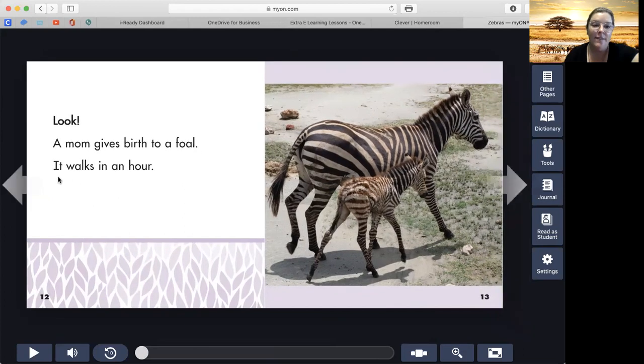And then it gives us more information about the baby foal. It says it walks in an hour. So within one hour of being born, that baby is already up and walking. It took us a long time to walk. We didn't get to walk the same day. It took us several months to learn to walk.